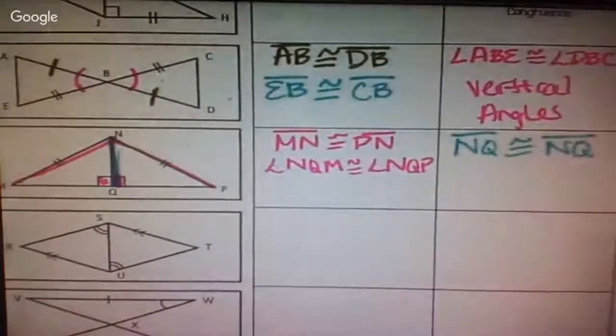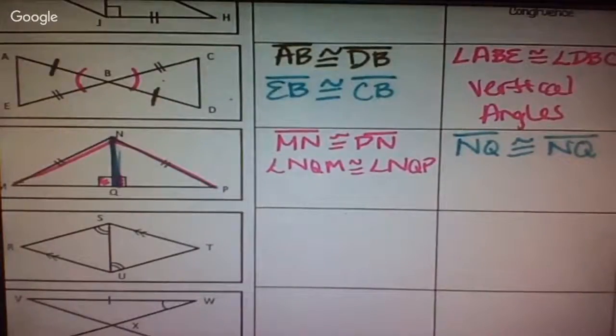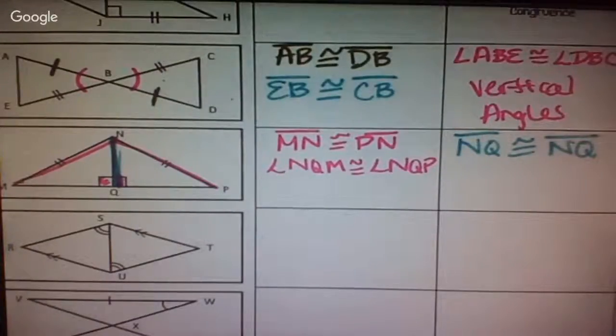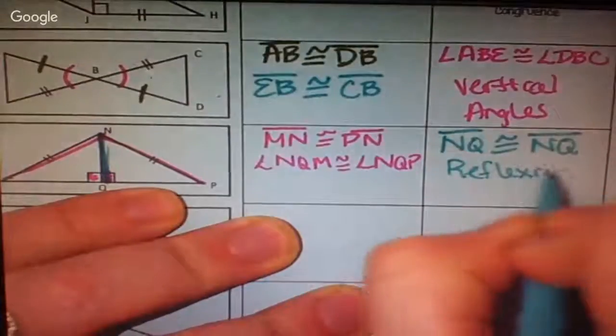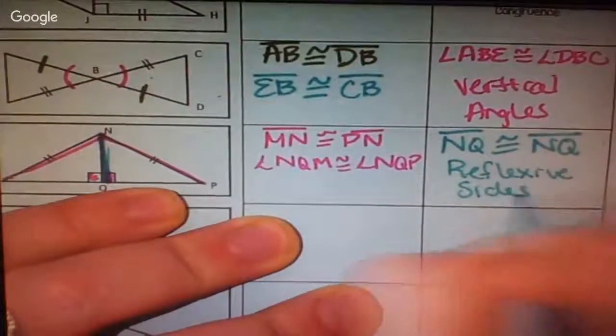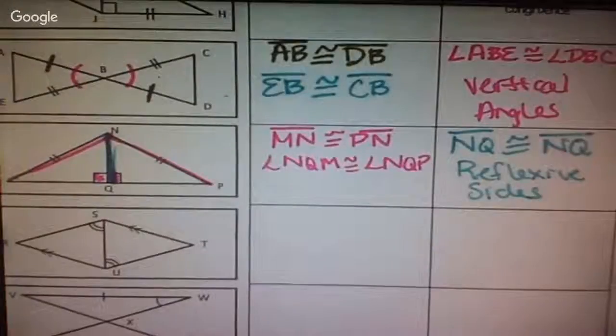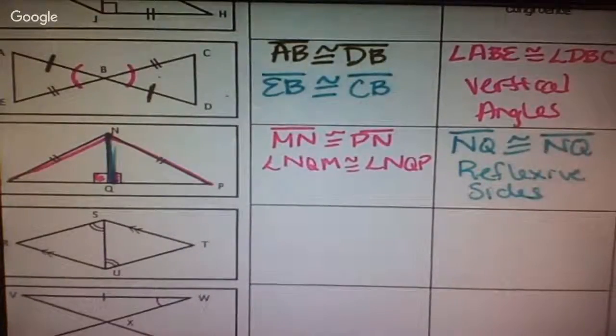And because they share it, what do we call those? There's a word that we use for shared. We learned this on the Hidden Figures page. Reflexive sides. Okay? These are reflexive sides, which means that they're the same. So we talked about that here. See how these two triangles share that one?